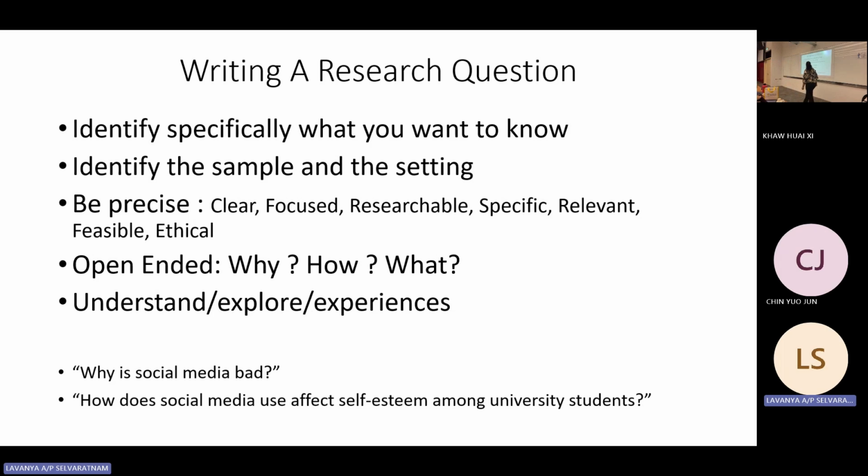All right. Of course, it must be researchable. Whatever topic that you choose, it must be researchable. What's an example of a topic that's not researchable? Research question that's not researchable.